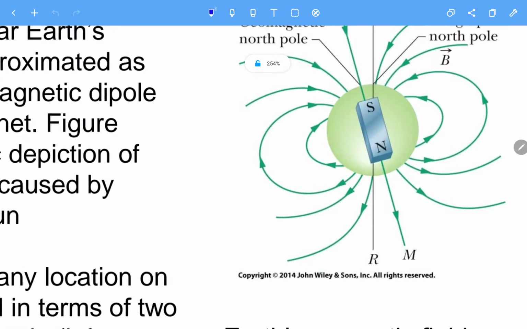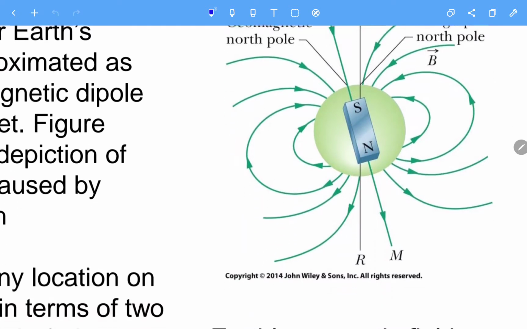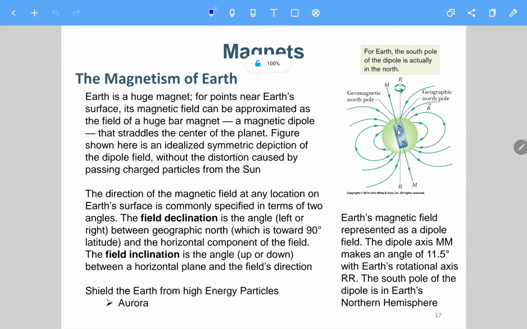So here, this R-axis is the geometric North Pole and South Pole. This is North Pole, this is South Pole. And this M refers to the geomagnetic South Pole and North Pole. Actually, the geomagnetic North Pole is in the Southern Hemisphere, so it's opposite to the geometric North Pole and South Pole. So for the Earth, the South Pole of the dipole is actually in the north.